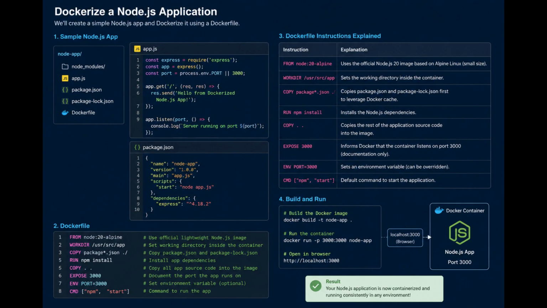Then we have ENV PORT=3000. This creates an environment variable inside the container. Environment variables are extremely useful because they allow applications to be configured dynamically without modifying source code. For example, in production environments, applications often use environment variables for database credentials, API keys, configuration values, and runtime settings. In this case, we are simply defining the application port. Finally, we have CMD open bracket.